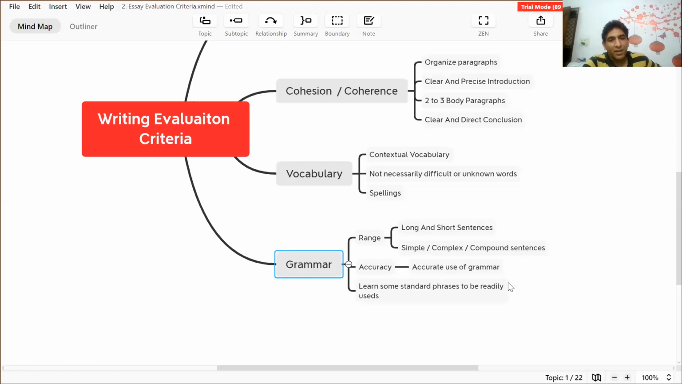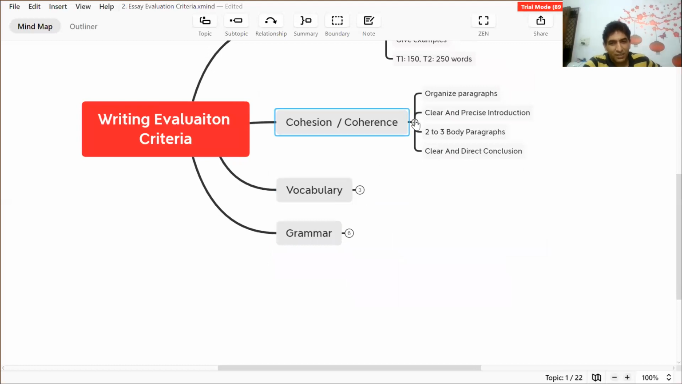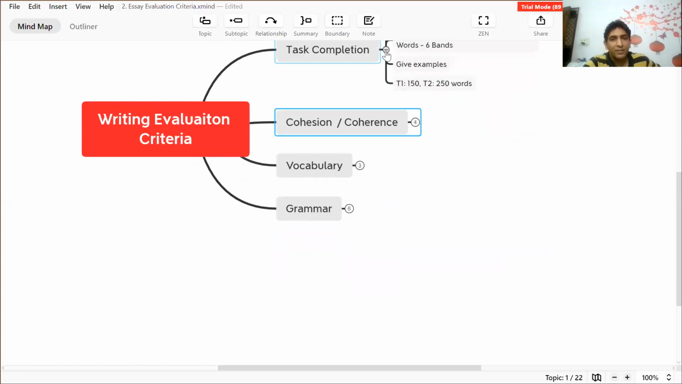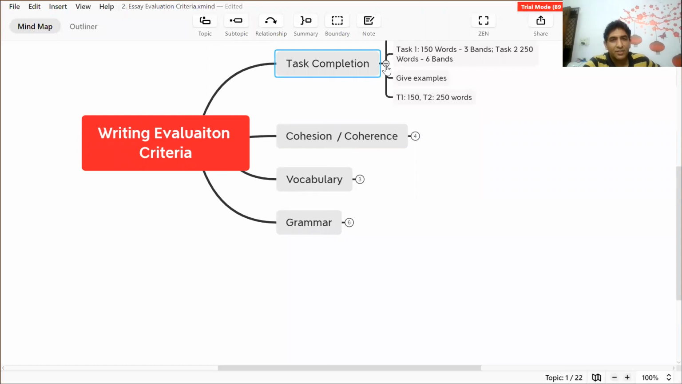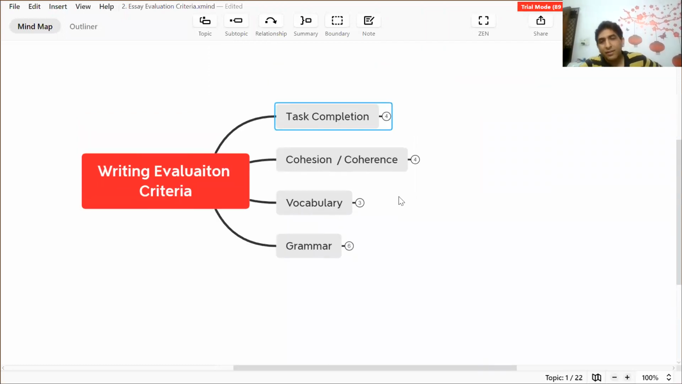So to come back to what we studied, this is the evaluation criteria and you should be aware of that. Task completion, cohesion, coherence, grammar, and vocabulary are the four points on which your essay would be evaluated.